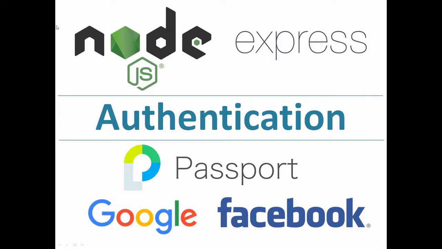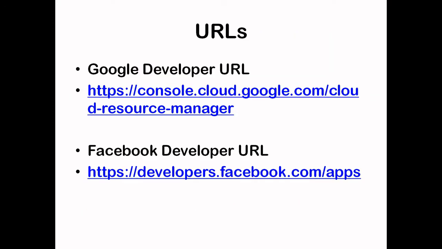Hello there. In this video, we are going to see how to use authentication in your application using Passport.js through Google and Facebook. For this, we need to create some applications on Google and Facebook. These are the URLs which we need to use. You can browse this URL and create your applications. There you will get the app ID and client secret.